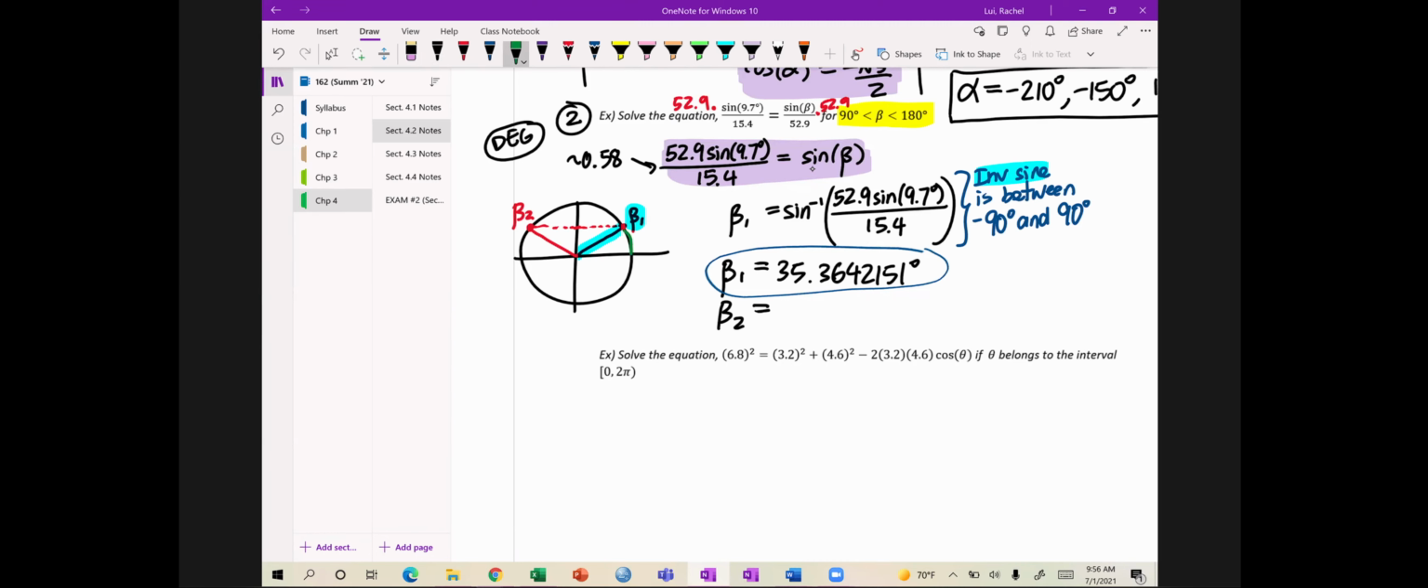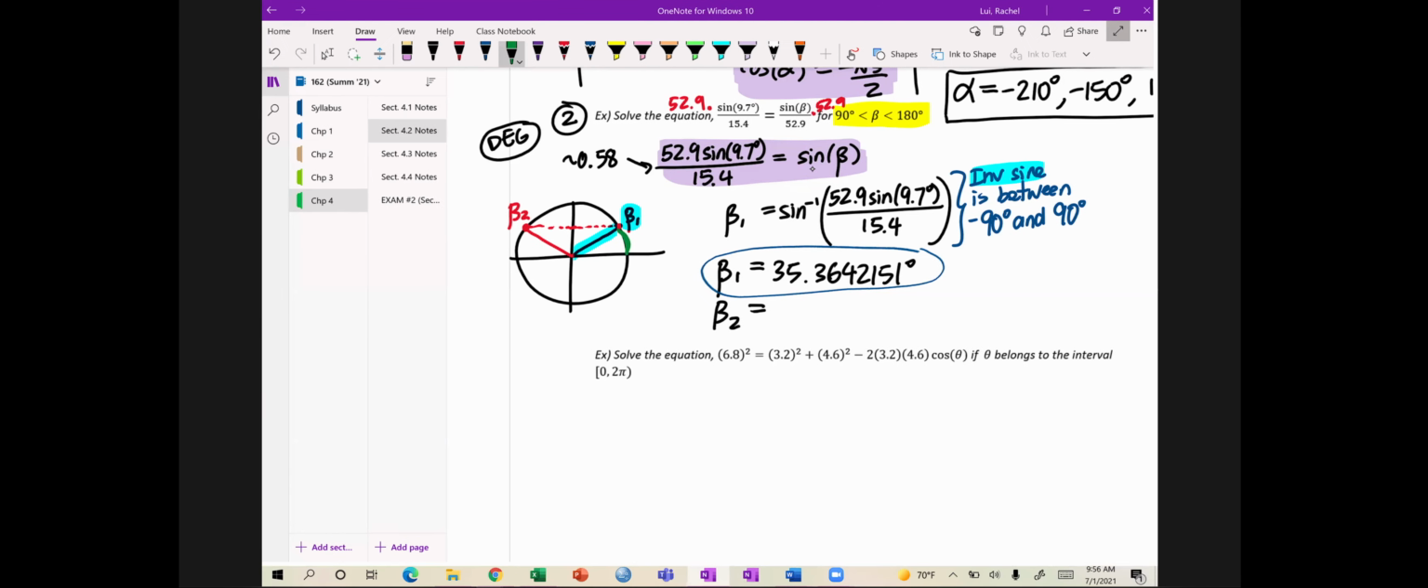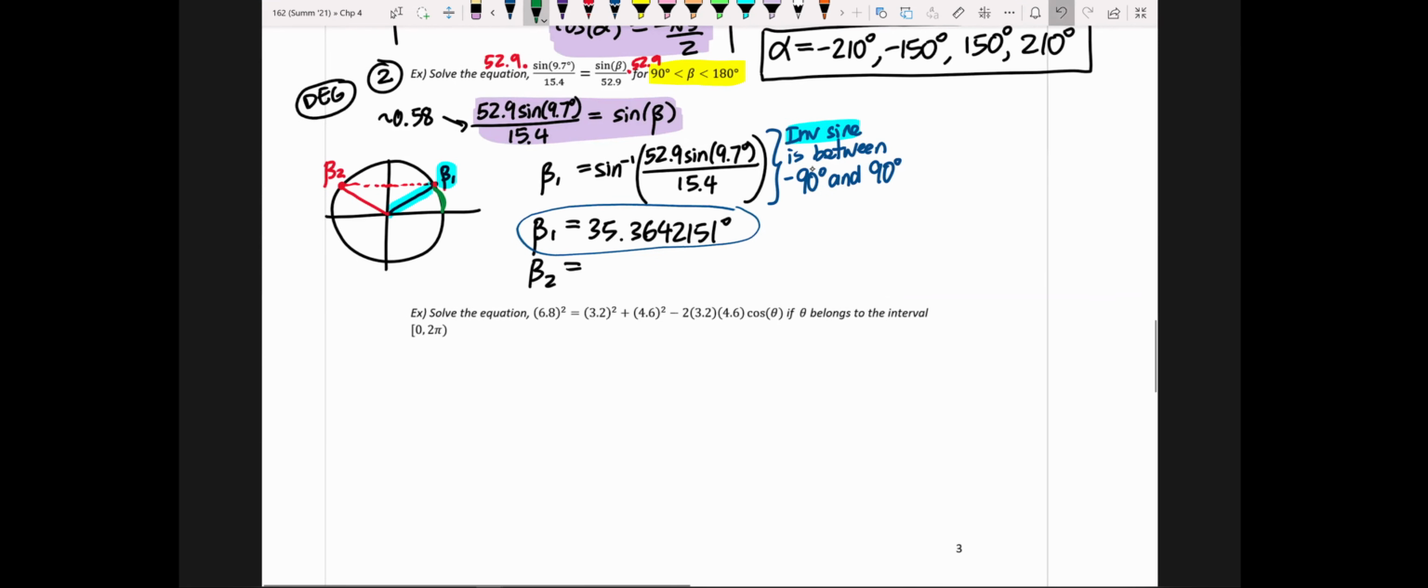So beta 1, this time since it's not radians, maybe I should put degrees in here. Beta 1 here gives you, this is about 35 degrees. So beta 2 is going to be 180 minus beta 1. You can see from the symmetry of the graph, beta 2 is 180 degrees minus beta 1.